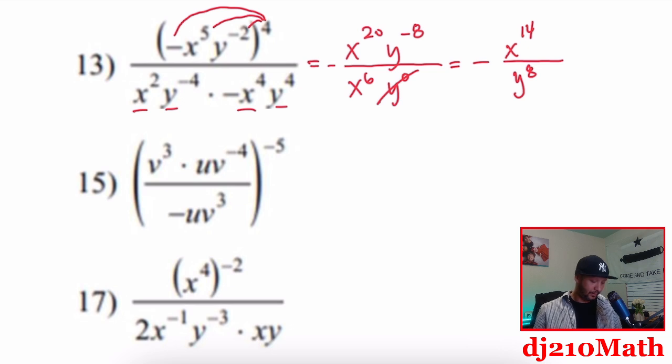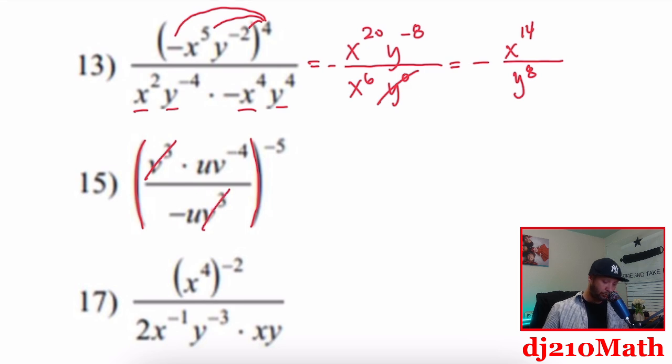$15. Okay, looking at just inside the parentheses first. There's a v cubed on top, v cubed on bottom. So those cancel, making a 1, right? They just go away. There's a u in top, u in bottom. That's going to go away. So what's really left behind?